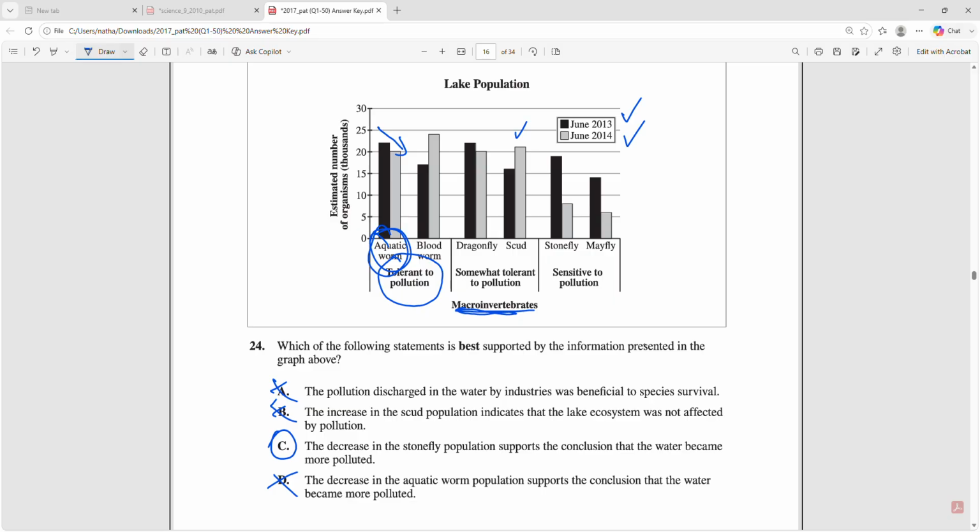So the correct answer is C, the decrease in stonefly population supports the conclusion that the water became more polluted. It's a significant change, and we also know they're sensitive to pollution. So that is the best statement that is supported by the information in the graph.